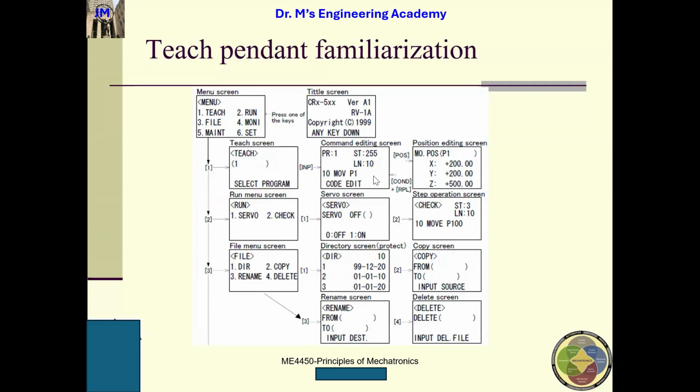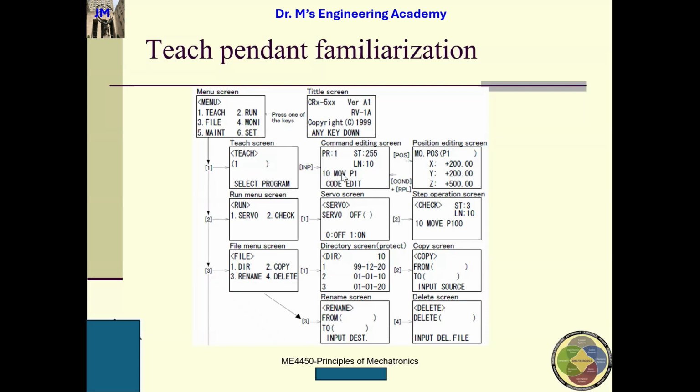Also, guys, whenever I write something to teach, if this is new, you need to pay attention. So this "10 MOVE P1" means that 10 is a line number, MOVE is the operation, and P1 is where you want to move the hand. This is the destination of the hand you want to specify.